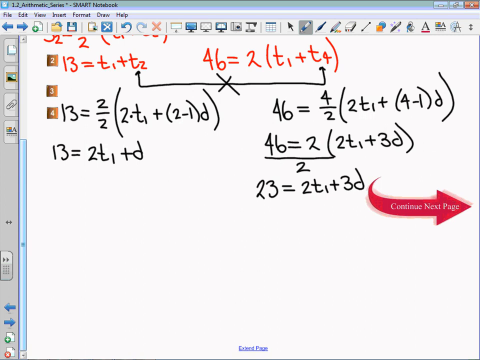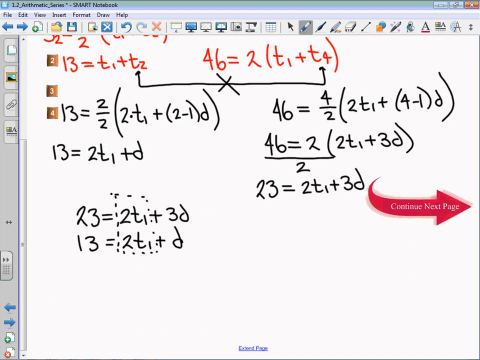What I'm going to do here depends on what you're comfortable with, whether it's elimination or substitution. It doesn't matter. I am just going to write these in the way that I would solve this, because both of these equations contain 2 times term 1. I'm going to use elimination, because these two, and I'll do a little dotted box around them, are exactly the same. When I subtract those equations, I'm going to eliminate that variable.